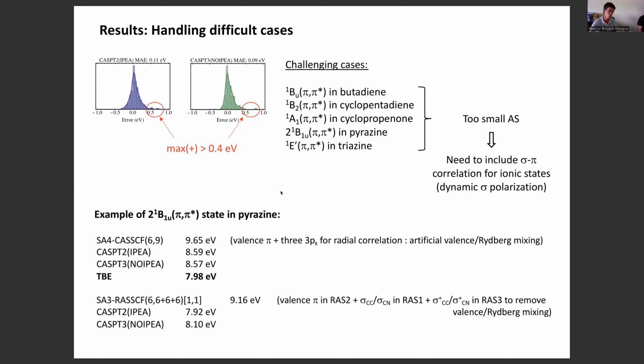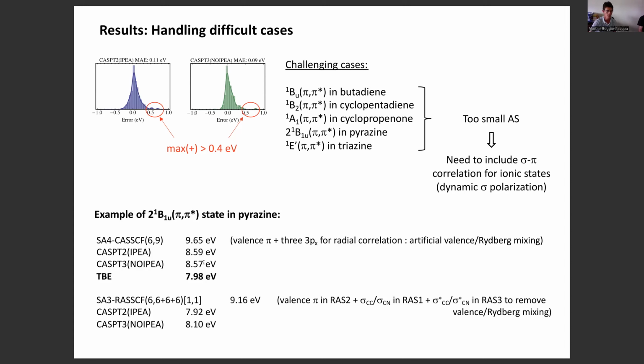So I'm just going to show you that we can systematically improve this result if we want to, of course, but we have to push and better describe the reference wave function by including in particular sigma orbitals, because in this case we need to describe the sigma-pi correlation. So I took the example of the second B1U state of pyrazine, for which we have an error of about 0.6 eV at the CASPT2, CASPT3 level.